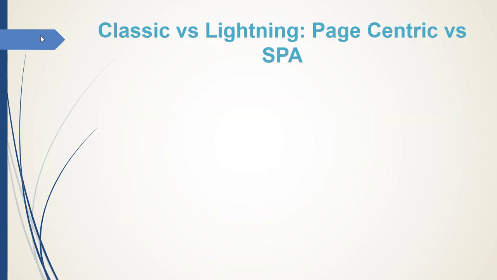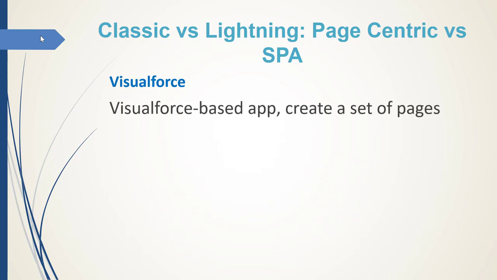Now that we are clear with the difference between single page application and multiple page application, let's understand it in terms of Classic and Lightning. If you talk about Visualforce based apps, it creates a set of pages. When the page is loaded, the initial HTML is rendered. Now when the user clicks on a tab, link, reloads the page, etc., the client requests the server and the result is another HTML. So new HTML is rendered back from the server every time a post request is made.